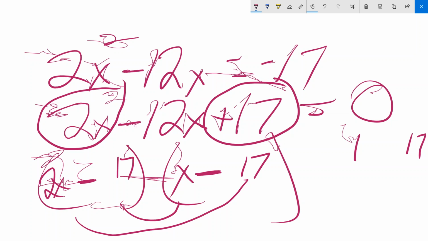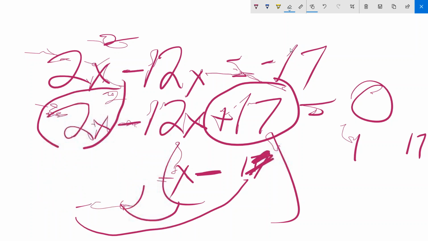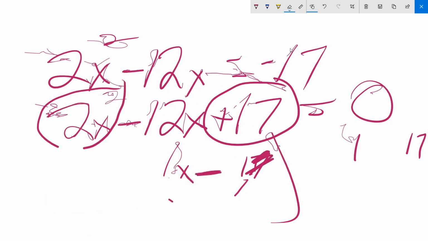Let's try 17 there and 1 there. That's the only other possibility. Does that work? No, it does not. So what does that tell us? That tells us that we can't factor it. It's not factorable. Well, if it's not factorable, what do you do? There's only one place to turn when it's not factorable.